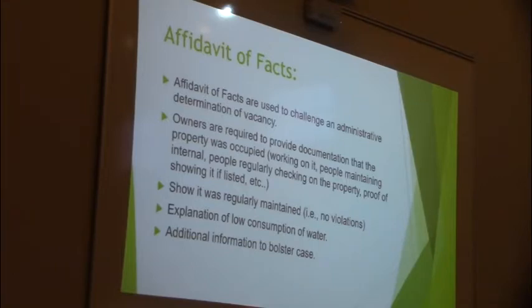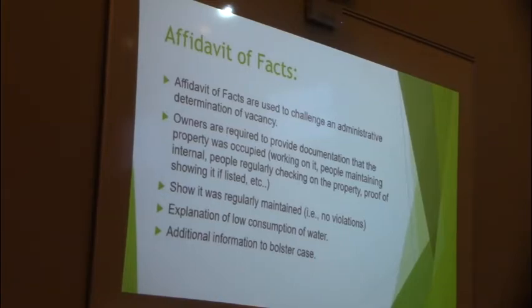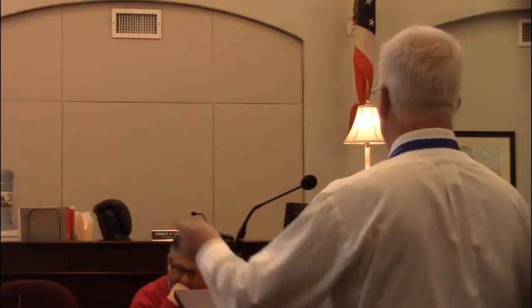I don't grant an exemption, and here's the difference. When they submit the affidavit, they're saying that it was occupied. What I do is make a determination of occupancy. And I've not denied one yet. So if they submit the information, that's typically going to get approved because they're showing occupancy of the property. They need to show it was regularly maintained. They need to explain the low consumption and anything additional that bolsters their case.